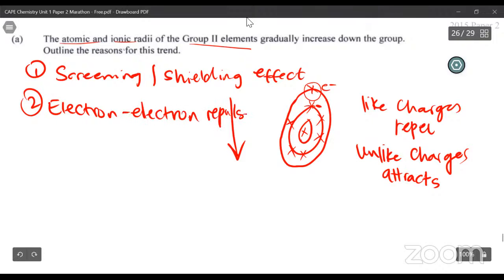And also, that's it. Sorry. This was from the 2015 paper 2.